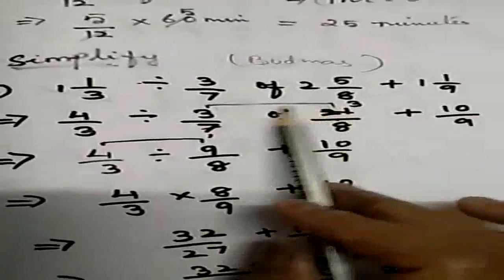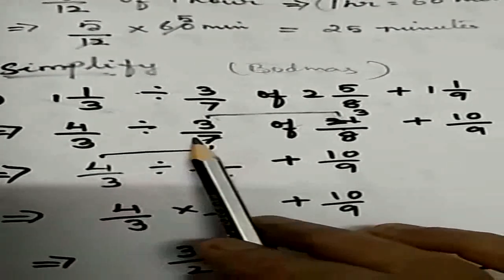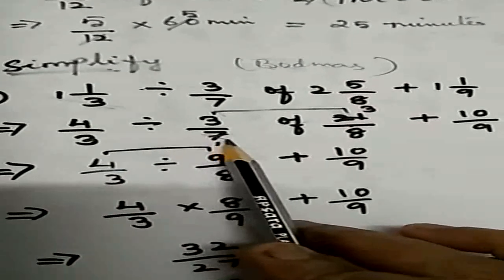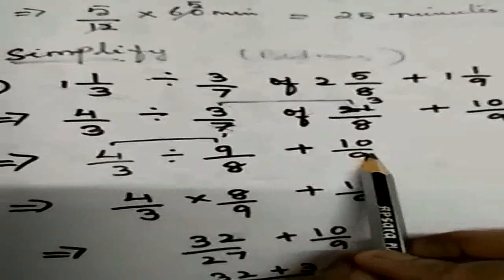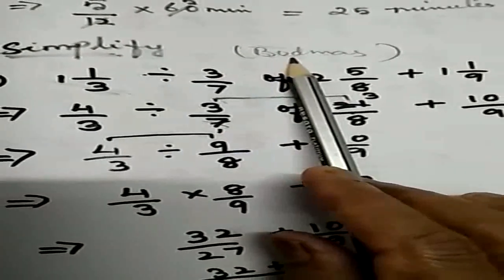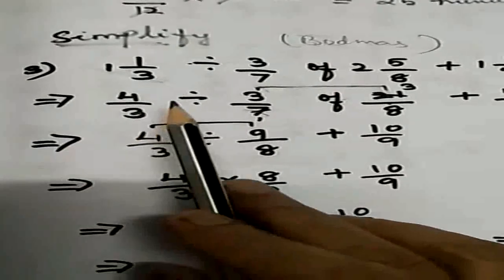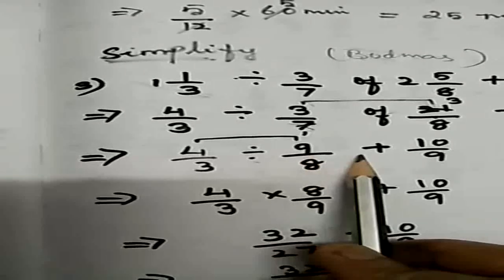What is the answer of this of? 3 into 3 is 9. Here you have cancelled 7, you got 1 here. 1 into 8 is 8. Okay, then plus 10 by 9. After the of, which one do you have to do? Division. So next you are doing division. Next division, 4 by 3 divided by 9 by 8 plus 10 by 9.